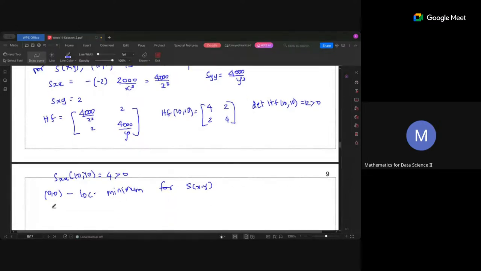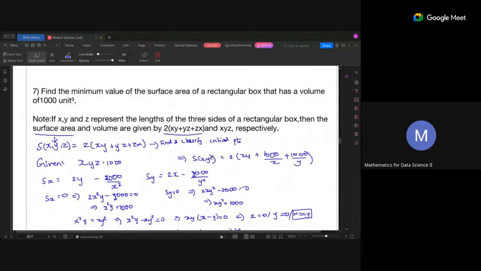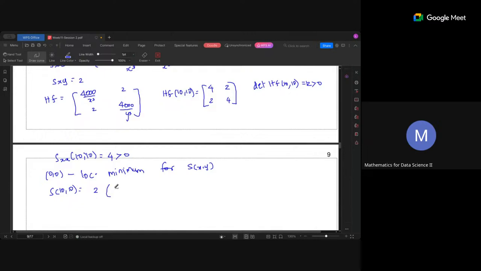So now what is the value of S of 10 comma 10? That will give you the minimum value, right? What is the minimum value is what they are asking. So we need to calculate what is S of 10 comma 10. If you put 10, 10 here, what are you getting? 2 times of 100 plus 1000 divided by 10 and 1000 divided by another 10. So when you simplify, 2 times of 100 plus 100 plus 100. So what is your answer?